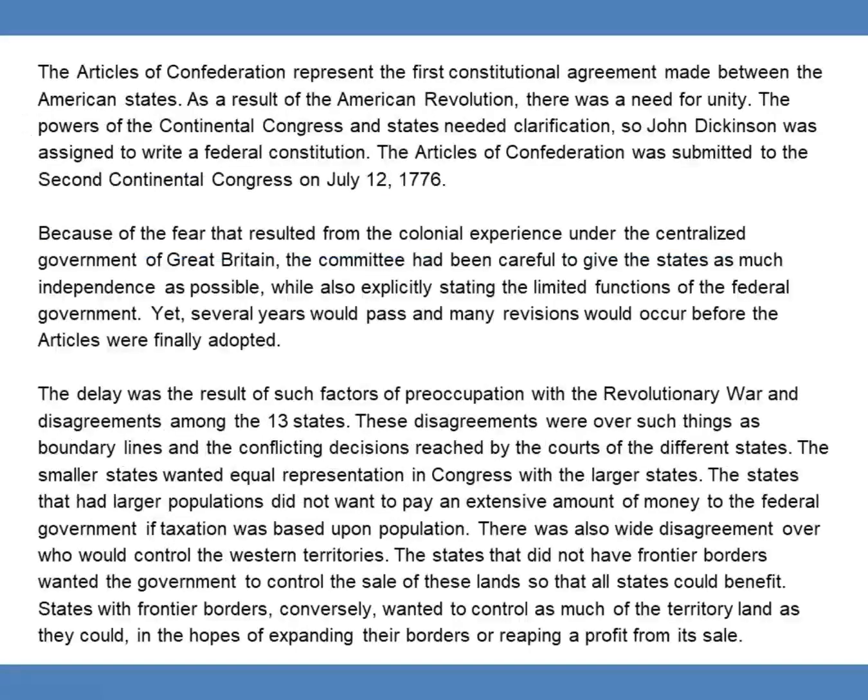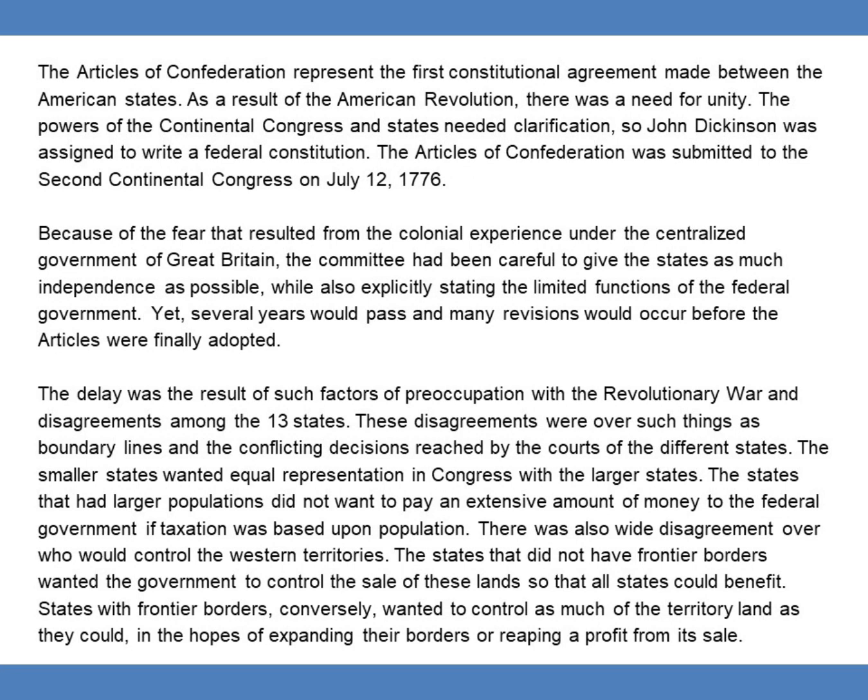The Articles of Confederation represent the first constitutional agreement made between the American states. As a result of the American Revolution, there was a need for unity. The powers of the Continental Congress and states needed clarification, so John Dickinson was assigned to write a federal constitution. The Articles of Confederation was submitted to the Second Continental Congress on July 12, 1776.